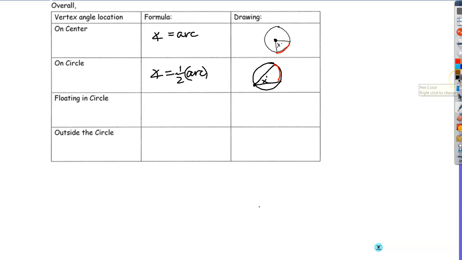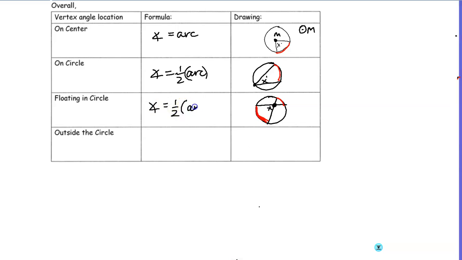Okay. If it's floating around inside the circle, so we're talking about a situation where it's not on the center, but the vertex is in the circle. Maybe something like this, and I want this angle. So it's not on the center like it was up here. In fact, usually if it's on the center, I'll give you the name, circle M, so you'll know it's the center. So I'm looking for this. This is the one where you have two arcs. You have the arc if you go this way, from here to here, and then the arc if you go the exact opposite way. The formula is that the angle is half of the first arc plus the second arc, so you add the two arcs together.